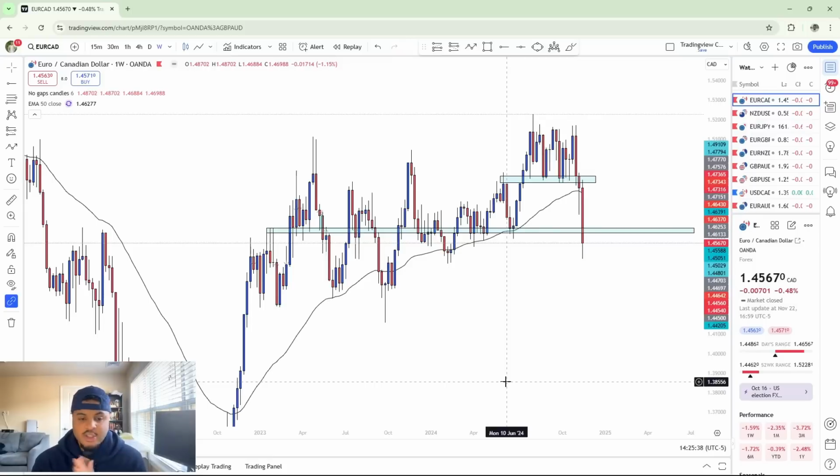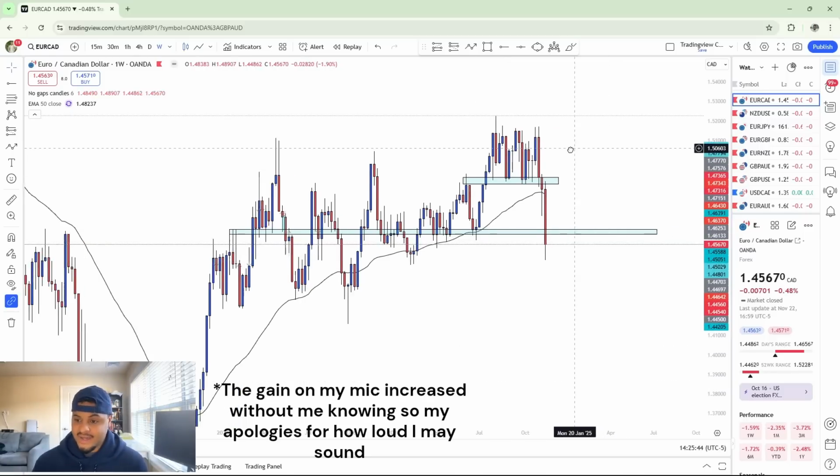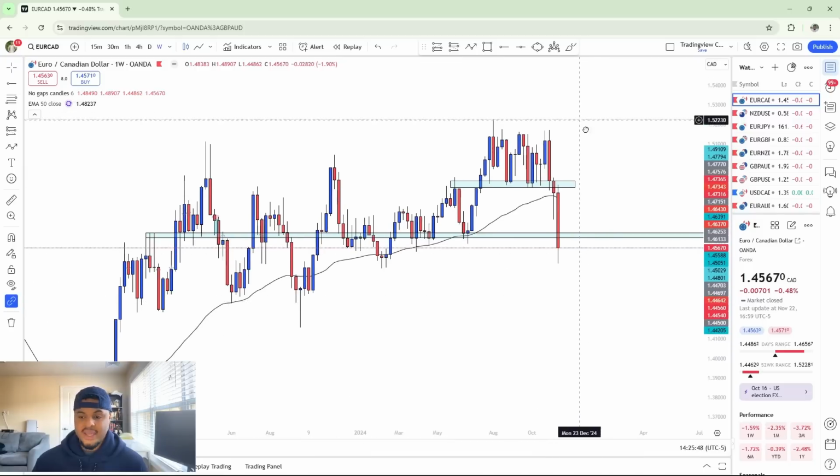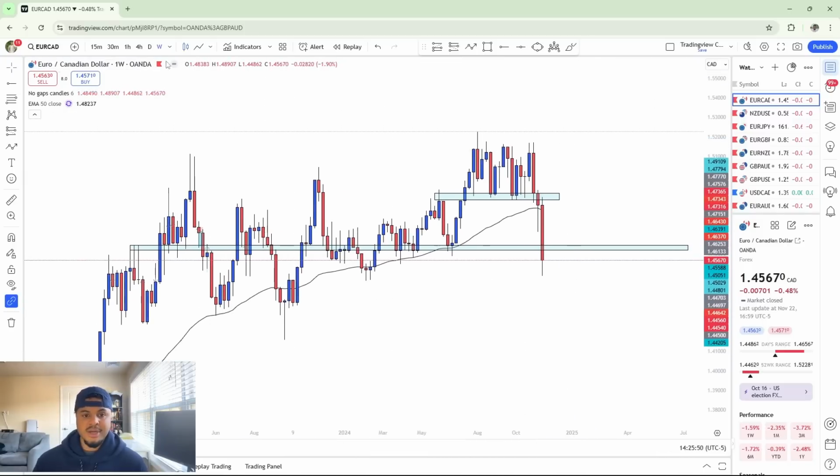Alrighty, let's go ahead and jump into the weekly setups that I identified like 10 minutes ago. So Euro CAD, probably going to be my number one pair again.